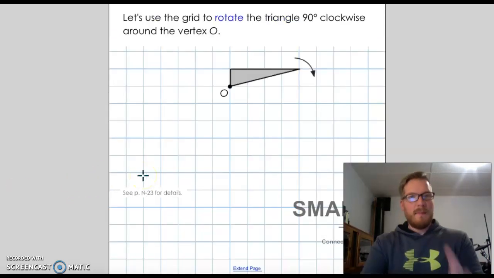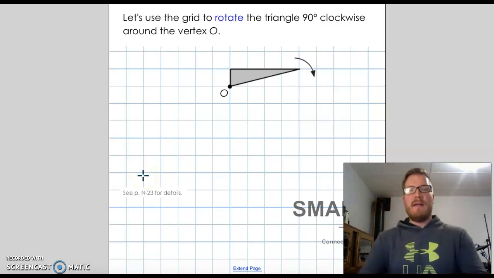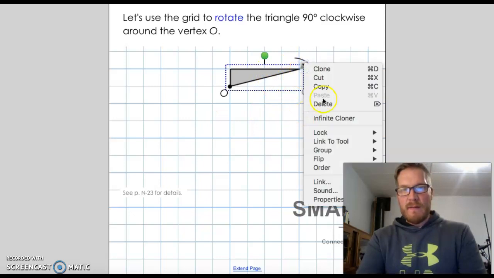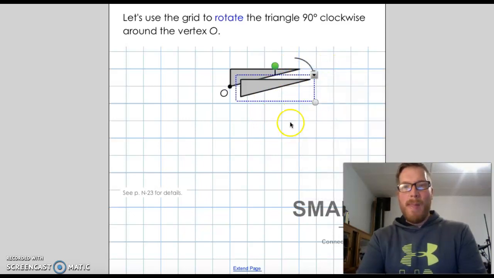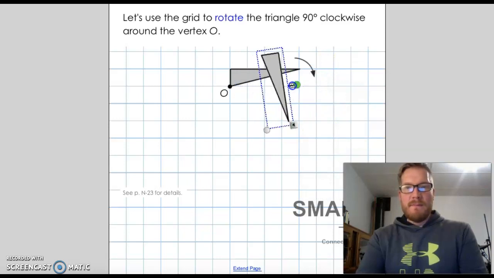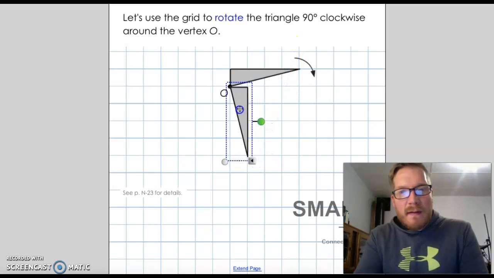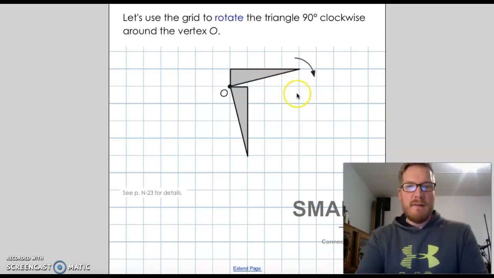So the next point is to use the grid to rotate the triangle 90 degrees clockwise around the vertex O. So this whole triangle is going to get swung down 90 degrees this way. And so what I'm going to do is I'm just going to clone this thing, and I'm going to do the rotation. So that's a 90-degree rotation. And then I'm going to actually just orient it here, because that represents a 90-degree rotation. If I can just draw it freehand, this point has swung down 90 degrees to here.